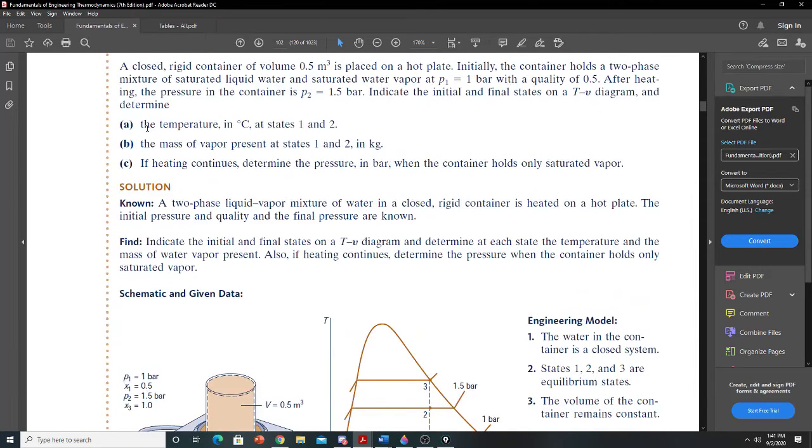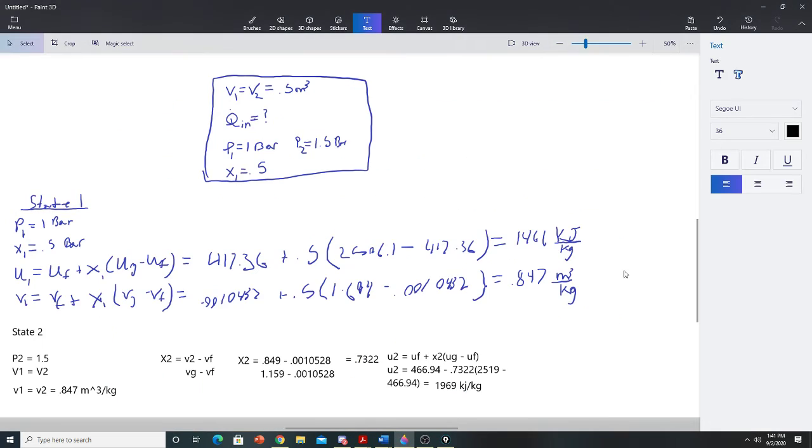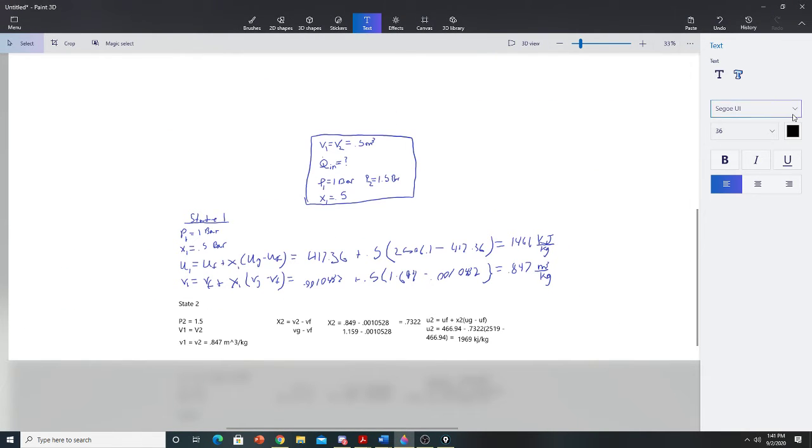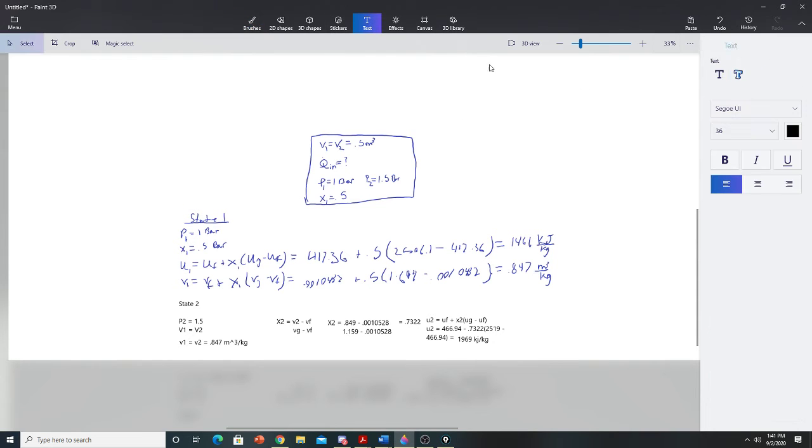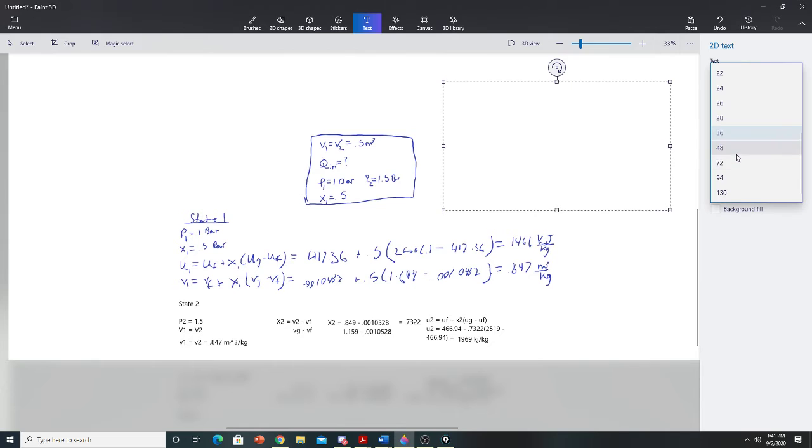What it said to find was the temperature in Celsius at states 1 and 2. So let's go back here and make our answers window. Temperature in Celsius at states 1 and 2. So let's do question part A. I really need to use the text tool. And I'll increase the font size. So part A, it says that we needed to find the temperatures at state 1 and 2.